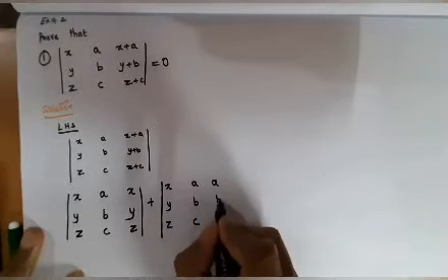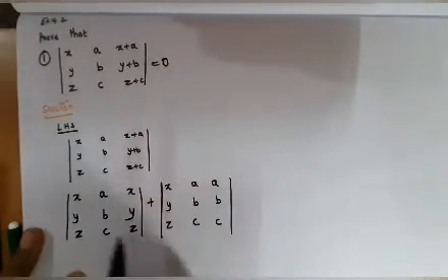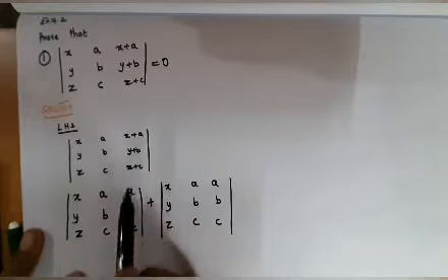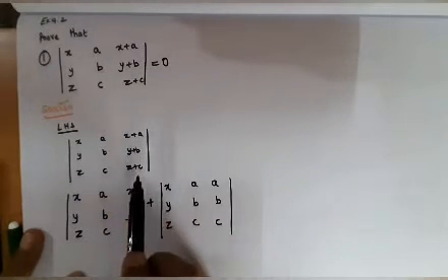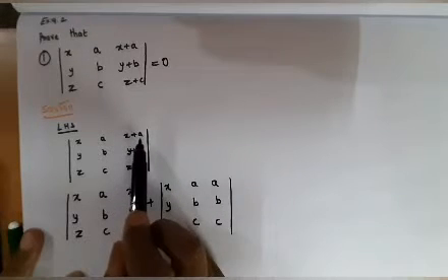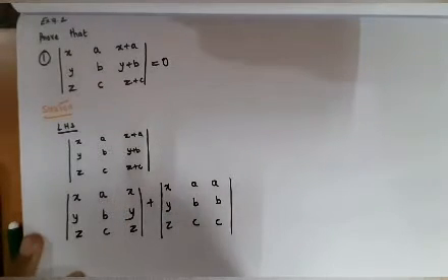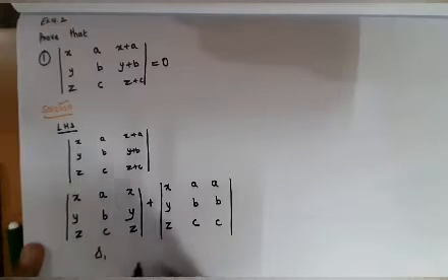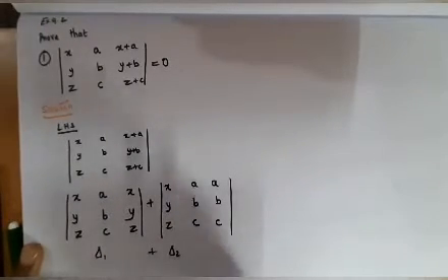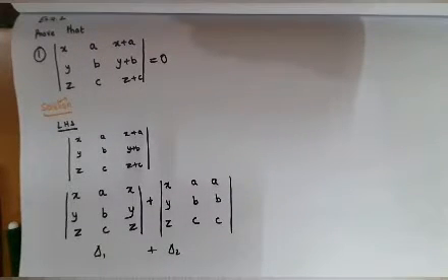So the first quantity in column 3 is x, y, z, which I already used, so I put a plus. The second quantity in column 3 will be a, b and c. Now I can express this as del 1 plus del 2.